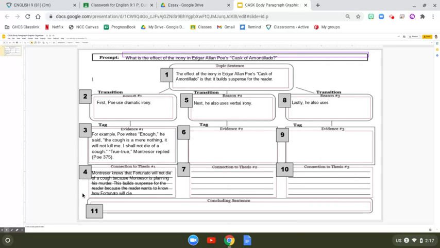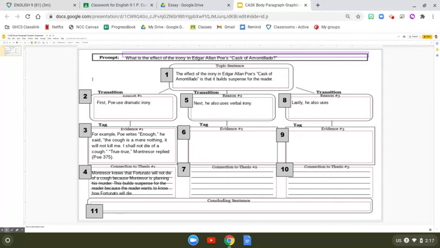And then the connection to the thesis is where we explain the irony. Montresor knows that Fortunato will not die of a cough because Montresor is planning his murder. And then you also need to give a sentence that explains how this makes the story suspenseful. This builds suspense for the reader because the reader wants to know how Fortunato will die.